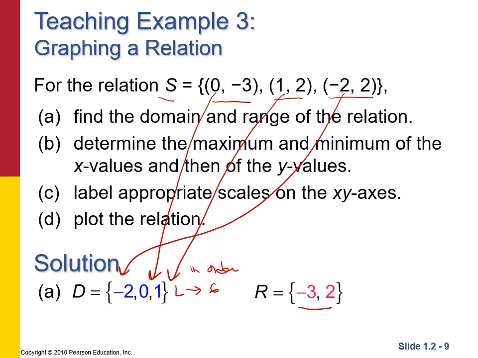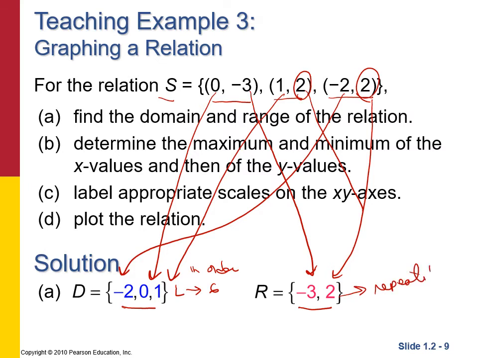And now the range, notice there's only 2 values, but there's 3 points. Why? Well, because if you look here, you have -3, and then you have 2 twice. So we found the domain and range of the relationship. So again, you need to list it as domain equals brackets and list your values. Notice if there is a value that's repeated, you only have to list it once.